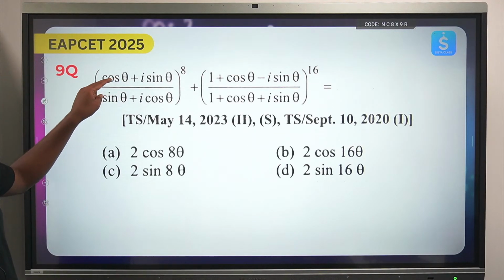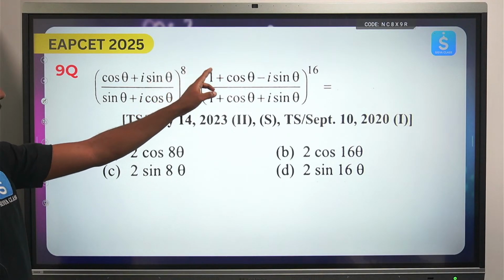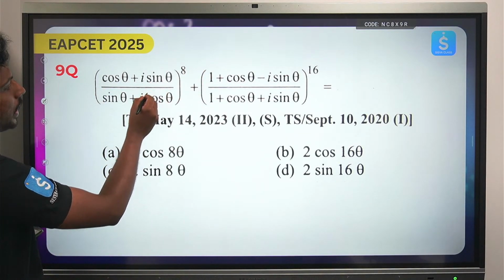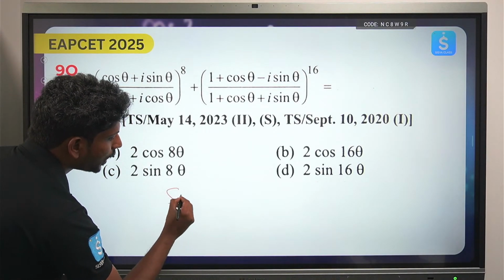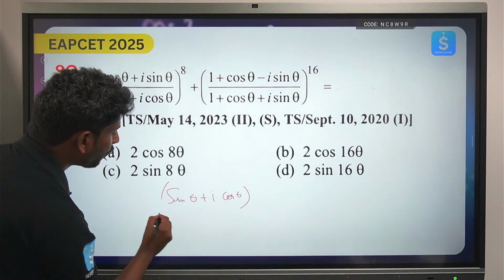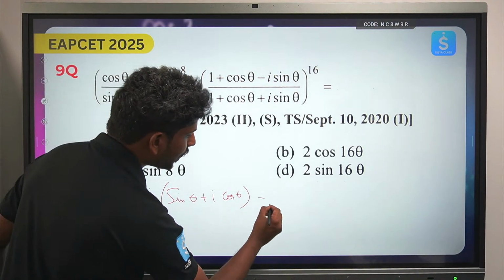So see the next question, cos theta plus i sin theta power 8 by sin theta plus i cos theta power 8. So how can I write this? Again, this can be written as e power i theta, and this sin theta plus i cos theta. Have a look once, every time something like this comes. Sin theta plus i cos theta, you should write in terms of e power i theta. So what do I do? I just multiply by i and divide by i.